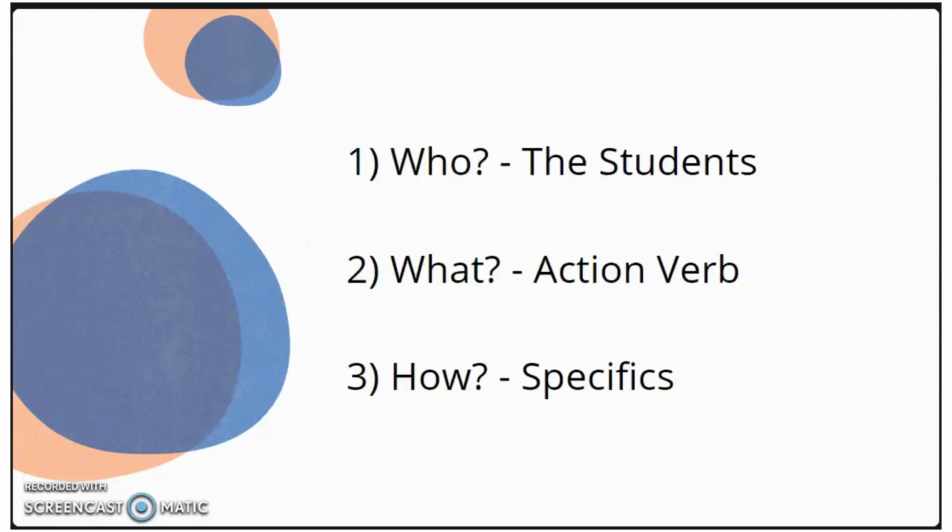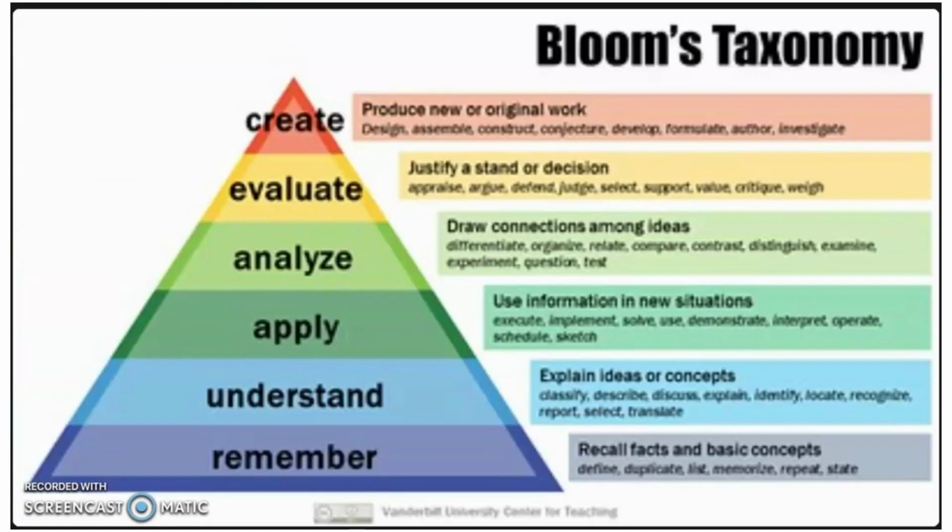One way to think about student learning outcomes is to divide them into 3 parts: who, what, and how. For our purposes, the who will be HBU students within a particular academic program. The what will be an action verb. When trying to determine an appropriate action verb, Bloom's taxonomy is a great starting place.